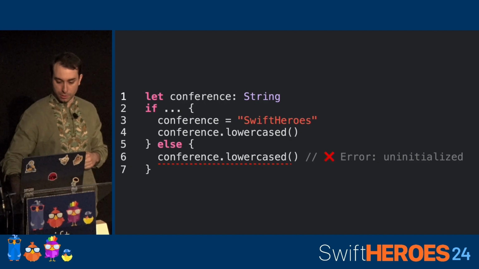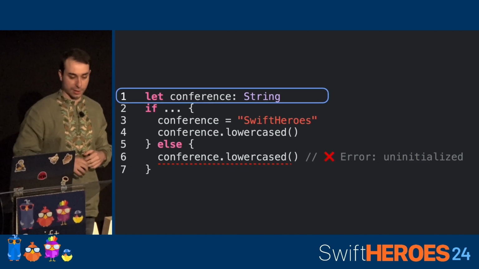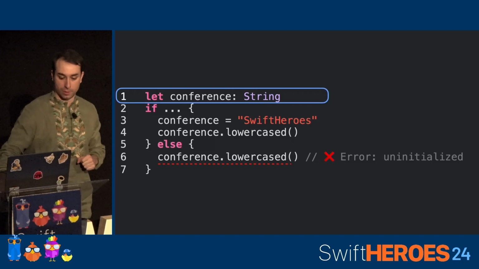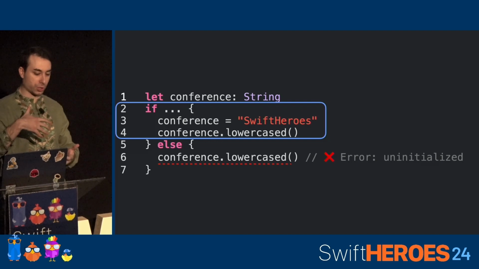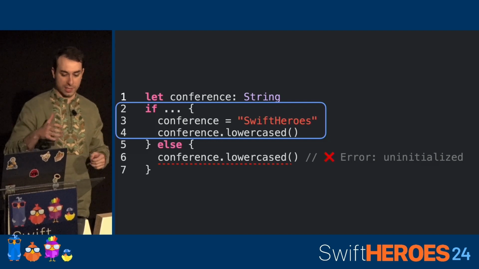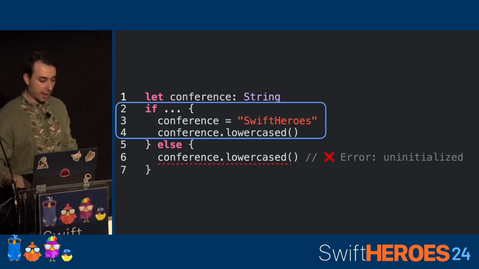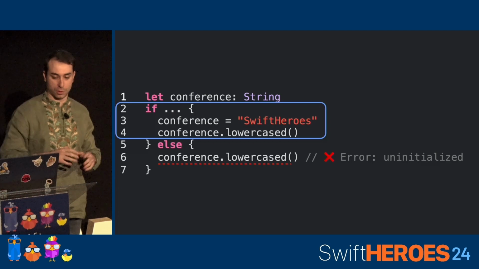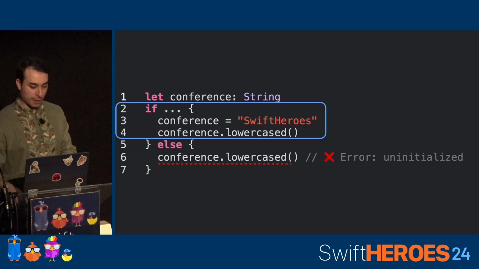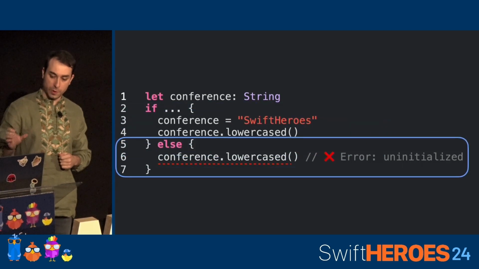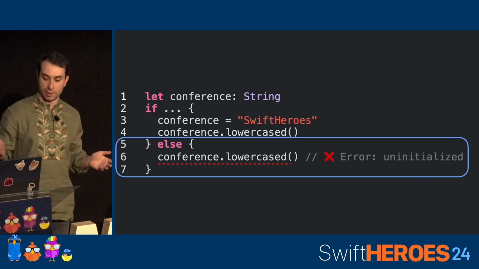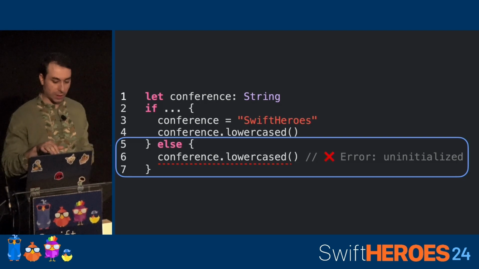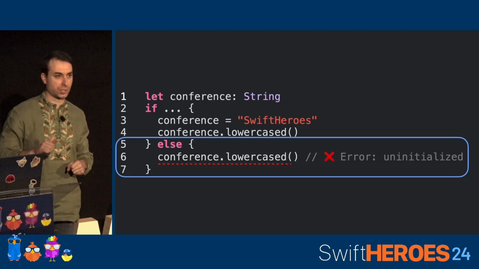Now, if you look at this code, it should be very familiar to everybody, the behavior, I mean. So we declare a variable, could be any variable. Then inside of one logic branch, we instantiate this variable, we assign a value to it, in this case with Swift Heroes. And on line 4, we can actually do something, right? Like we can lowercase, we can call functions. But in the else clause, Swift would give us this very familiar error. I'm sure you all saw this, which is like, oh, hold on, you're trying to call functions on this variable, but you haven't instantiated it yet.